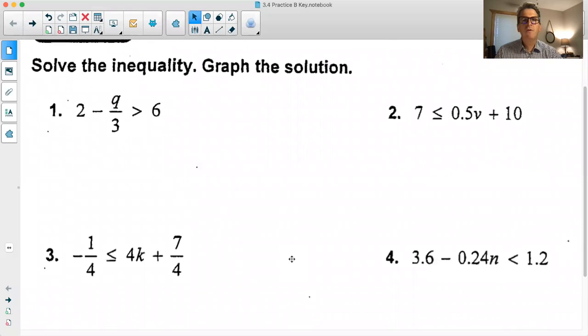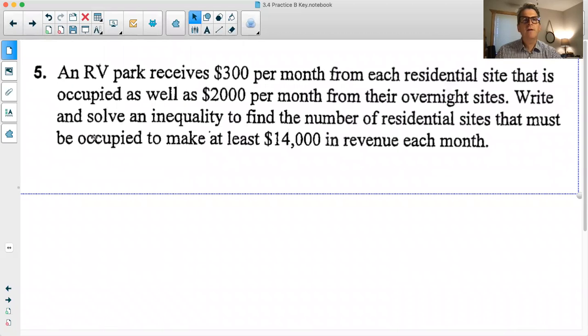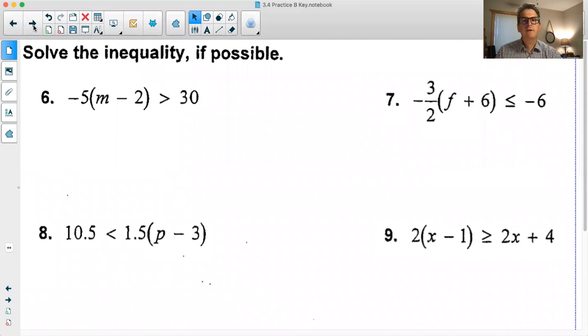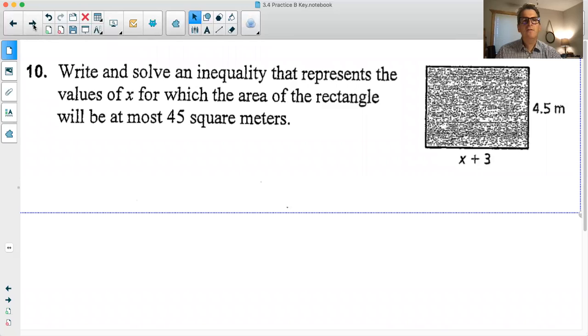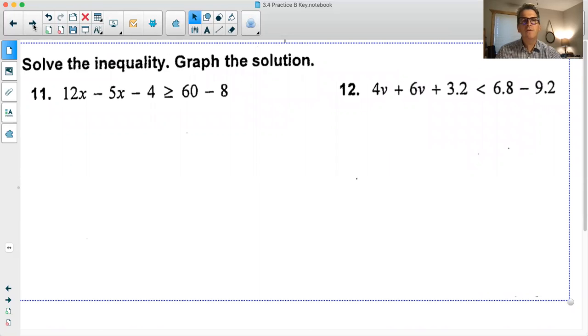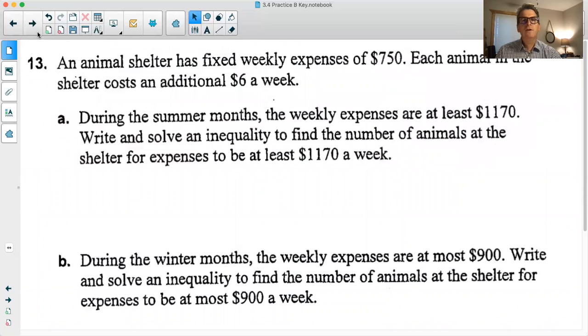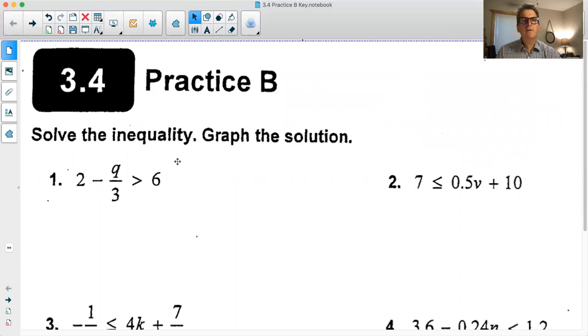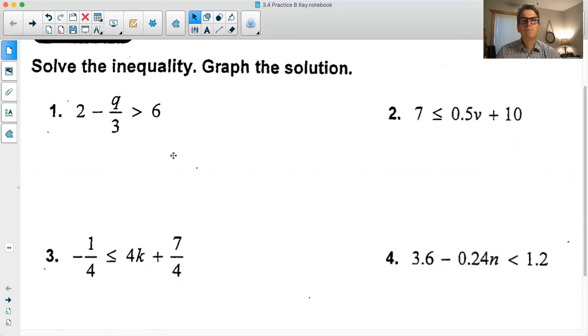I have 4 problems on this first slide. Number 5 on the second slide, 6, 7, 8, and 9 on the third slide, 10 on the fourth slide, 11 and 12 on the fifth slide, and 13, a little crooked, on the last slide. Let's get started on the first page.